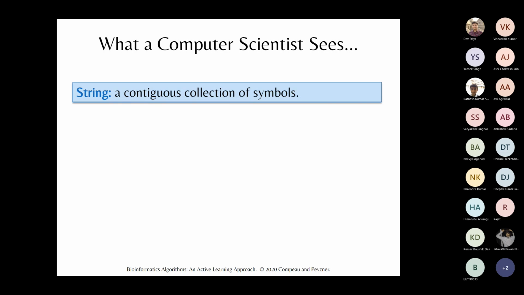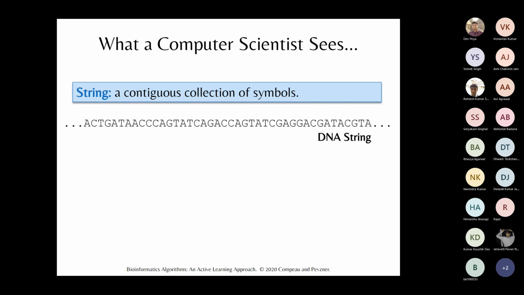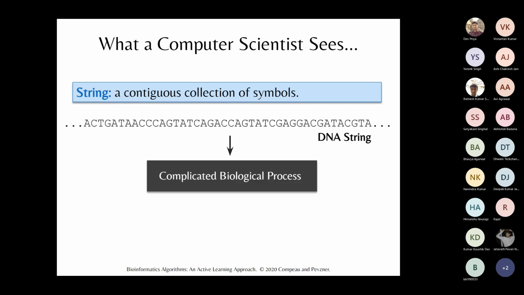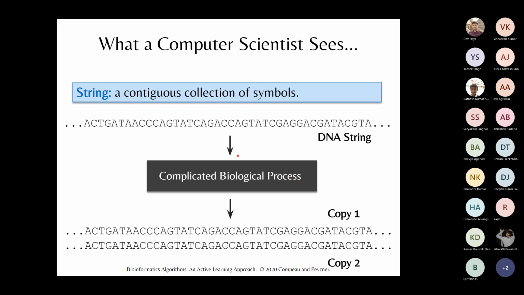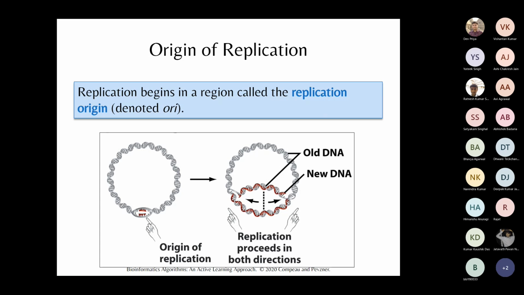You would essentially be seeing a string, which is basically a DNA string, right? Some complicated biological process happens, and because of that, this DNA string now has a copy of itself. There are two copies of these DNA strings. So now, as a biologist and as a computer scientist, we have to come together and do some bioinformatics, and we have to solve the question. The question being origin of replication. How does the cell know where to start replication?